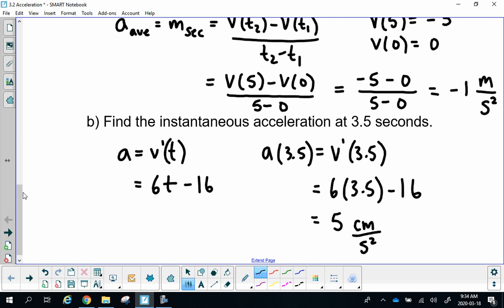Okay. What does this mean? This means that this object is changing its velocity and it's getting faster towards the right. Okay. All right.